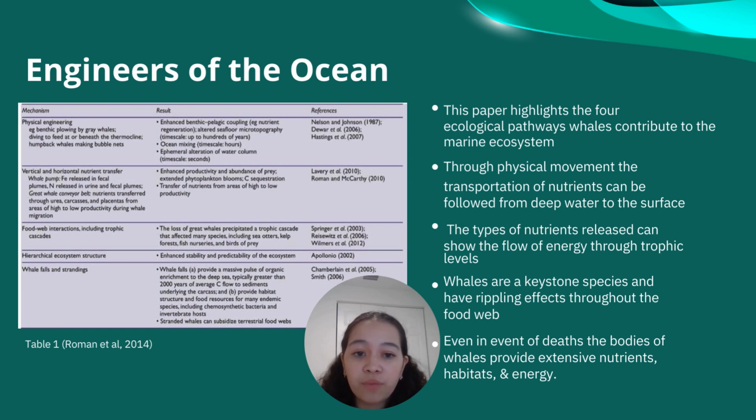So, through the physical movement and transportation of nutrients, whales bring nutrients from the deep where there's high productivity all the way up to the surface where there are areas of lower productivity. This type of nutrient release actually shows the flow of energy throughout the trophic levels. Even in the case of deaths, where whales sink to the bottom, their bodies bring extensive nutrients, habitats, and even energy to benthic communities. Since whales are a keystone species, every effect that affects them affects every level throughout the trophic chain. I will talk about this more in the next slide.